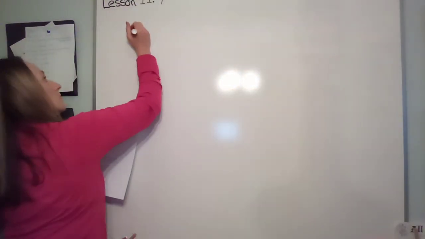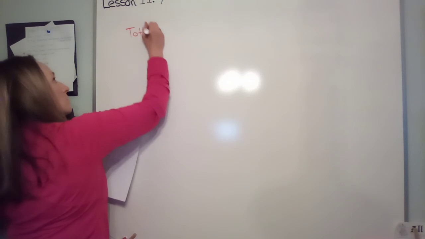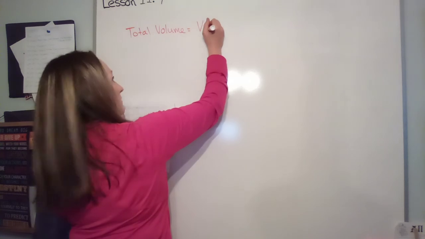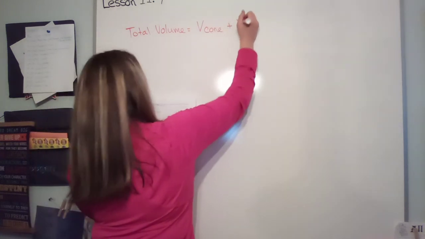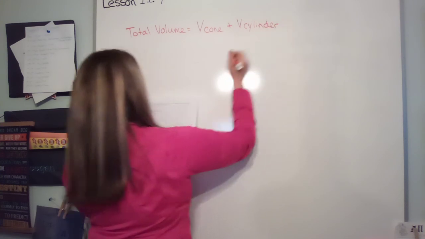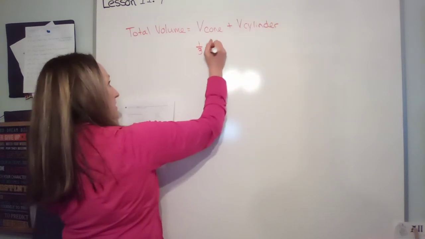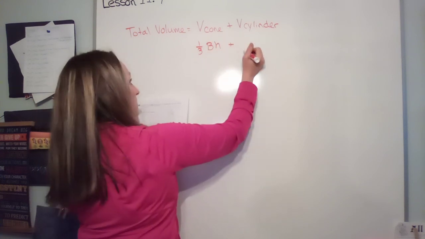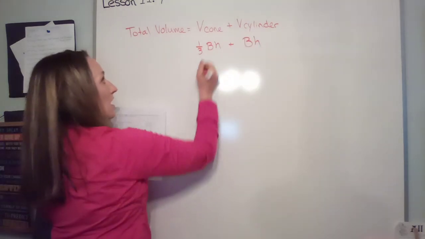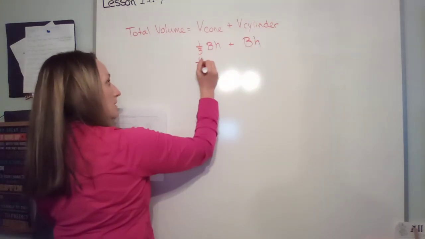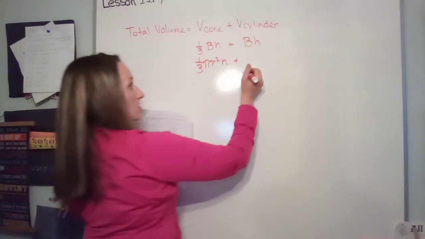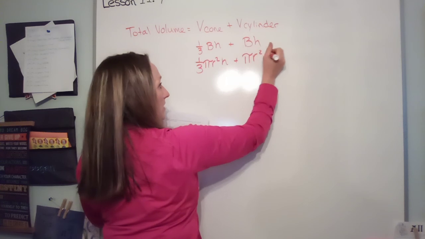So the total volume is equal to the volume of the, what did I write first, cone, plus the volume of the cylinder. And what I'm going to do is I'm going to write down the volume formulas for each. Okay, for a cone, it's 1/3 base times height. For a cylinder, it's base times height. A cone has a circular base, so B becomes pi r squared h. A cylinder also has a circular base, so that's pi r squared h.